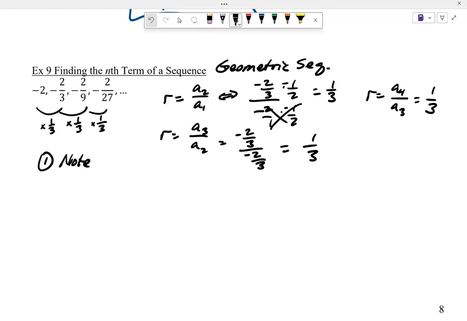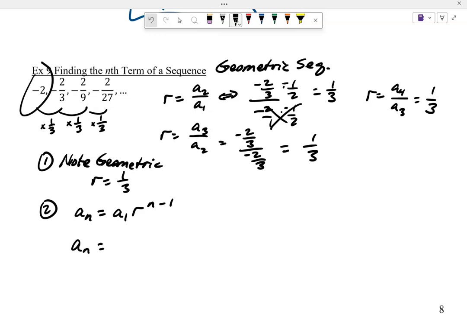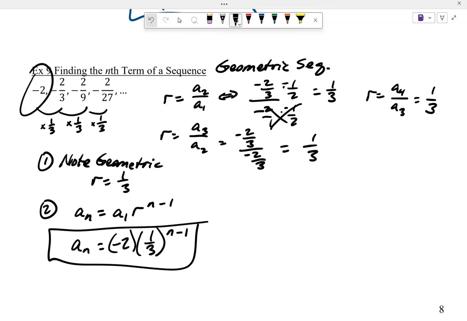So note this is geometric. I'm multiplying by something each time with a common ratio of 1/3. The formula for a geometric sequence is a sub n equals a1, the first term, times a common ratio r to the n minus 1. So a sub n equals the first term, which is -2, times the common ratio, which was 1/3, to the n minus 1. And that'll spit out any term you want.